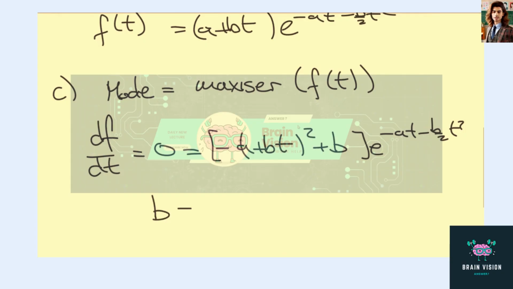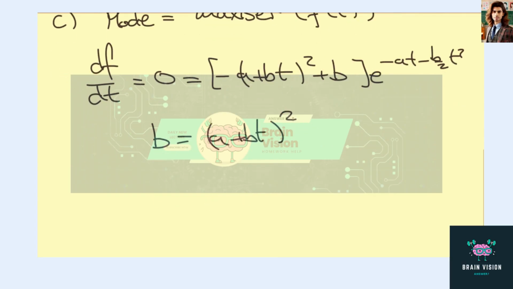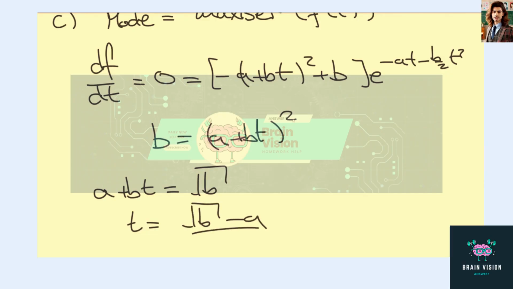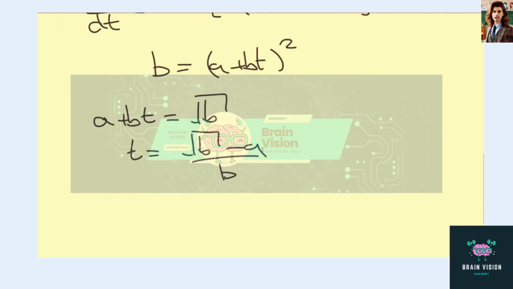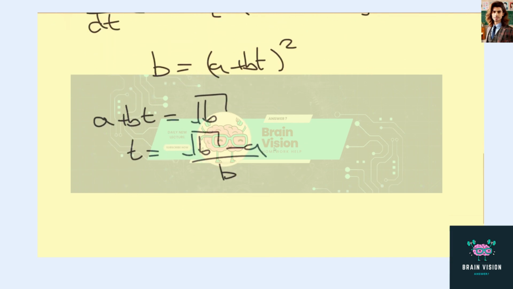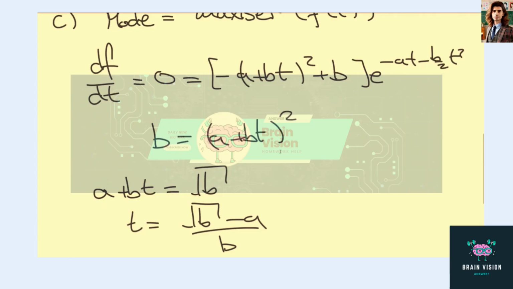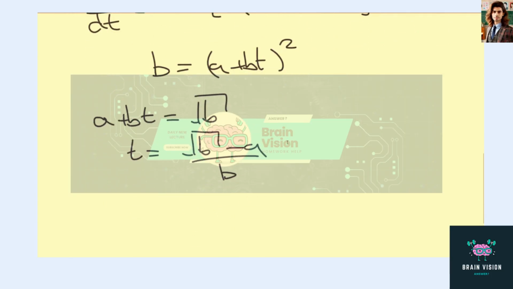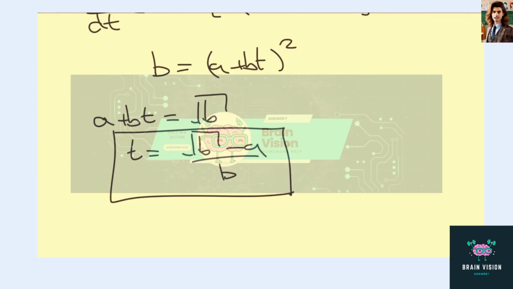So we get b equals a plus bt squared. So a plus bt is equal to root b. So t is going to be root b minus a, over b. And that means that's the maximizer of this function. So that's the mode.